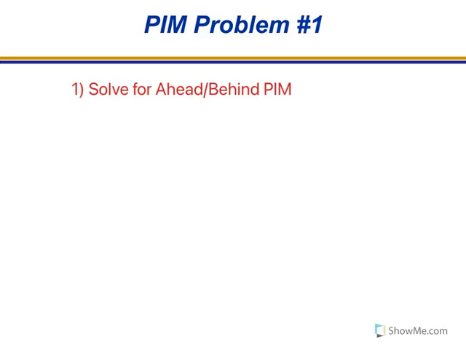For this problem, we'll start by solving for whether or not we're ahead or behind PIM. That's the first step. To go along with that, and we generally do it at the same time, we solve for the time ahead or behind PIM. So not just distance, but we need hours or possibly hours and minutes behind PIM. Those 2 are very closely linked, so we'll basically do steps 1 and 2 at the same time.